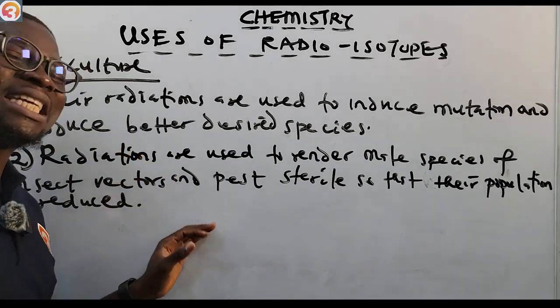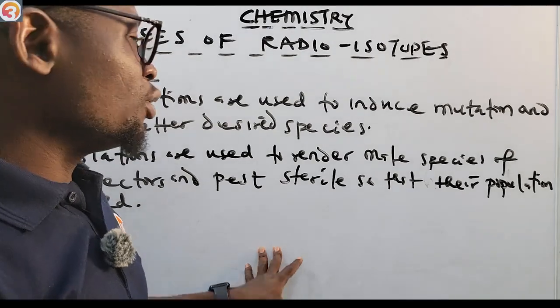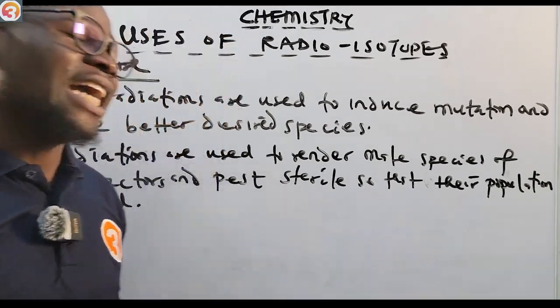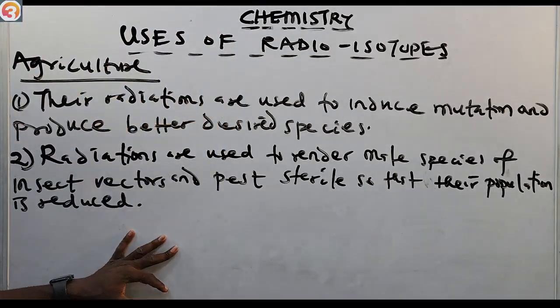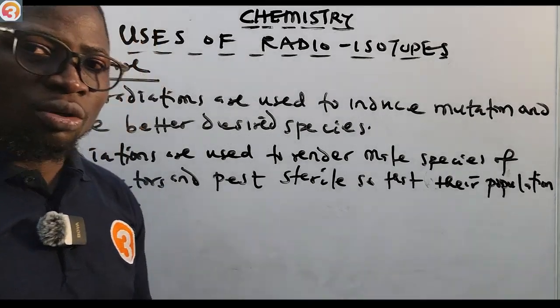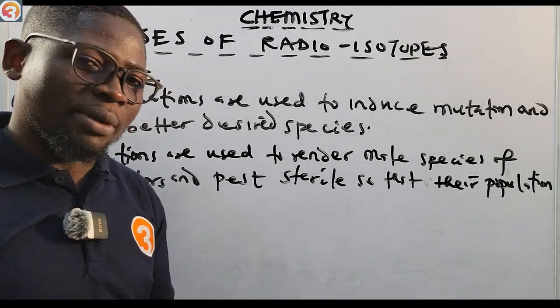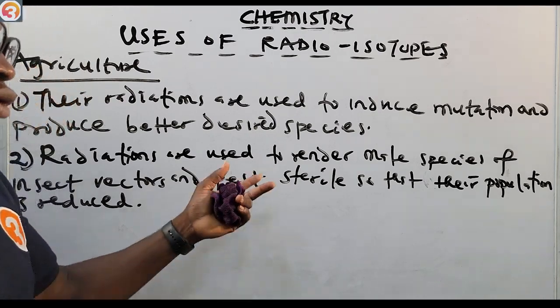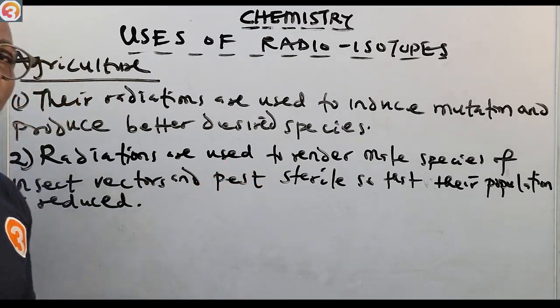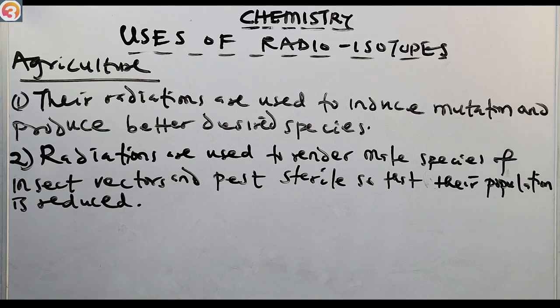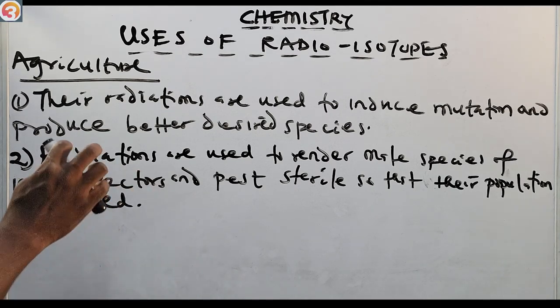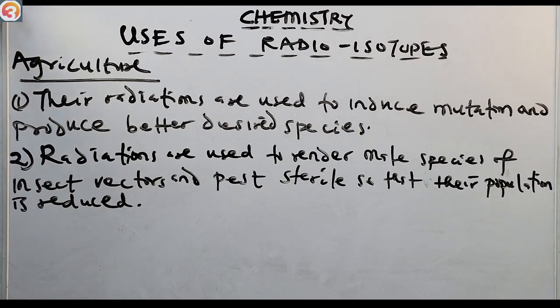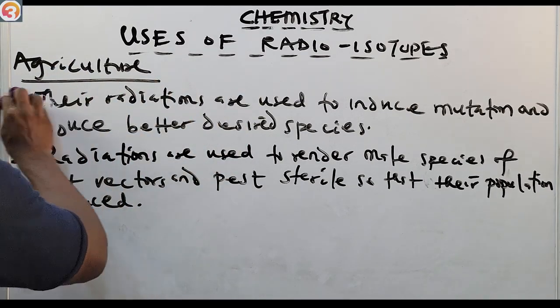Of those insect vectors and pests, we render them sterile so that their population is reduced and they will not be able to reproduce, because the more they reproduce, the more the problem. If we render the male species sterile, then of course their population will be reduced, because reproduction will be cut short. So that's another application of radioisotopes in agriculture.